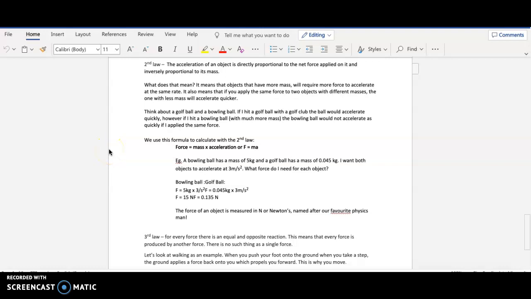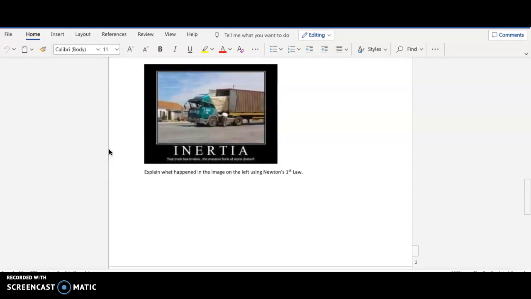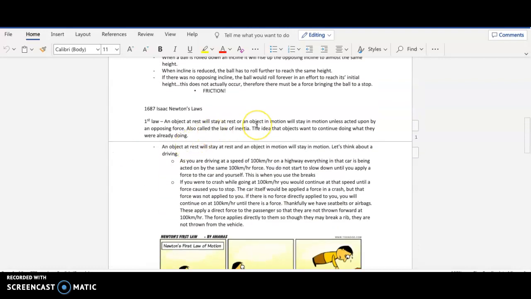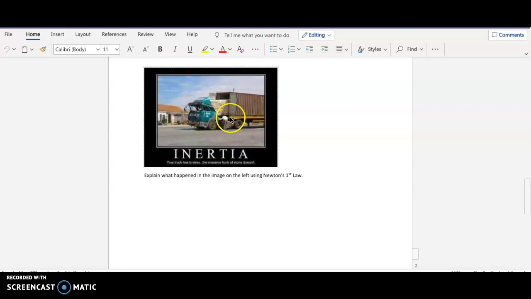Hey grade 10s, so today we're going to be finishing up looking at Newton's second and third law. So we talked about the first law last class, about how an object at rest will stay at rest or an object in motion will stay in motion unless acted upon by an opposing force. So you looked at this example of inertia here.